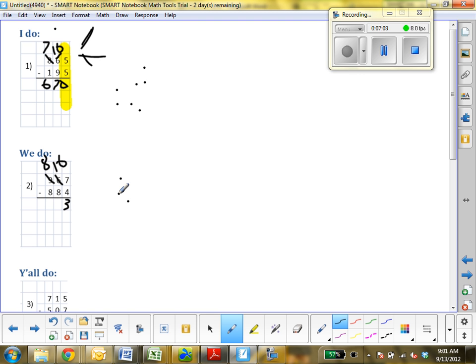Tracy. 7. 6. 8. One way to think about this is 8 plus 8 equals 16. So 16 take away 8 is equal to 8. Who can do the last one? Who can tell me the answer? Because it looks a little weird up here.